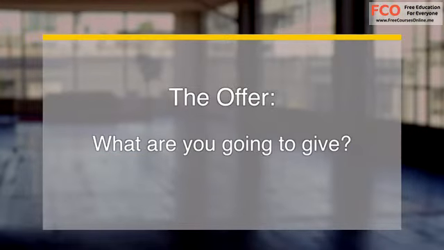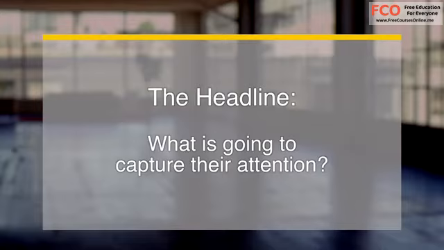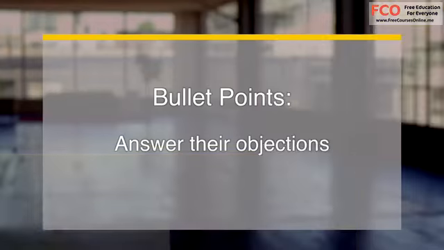So that's what you want to keep in mind as you think about 3 major ways that you can use copy to help you get more opt-ins. The first thing you're going to tackle is the offer. What are you going to give them in exchange for their email address? The second thing is the headline. What's going to capture their attention when they first see that opt-in box, whether it's on the sidebar or the landing page or whatever? And third, what kind of bullet points are you going to offer that's going to answer any objections they have and get them to go over to that opt-in box and enter their name and email address? Let's take each of these in turn.